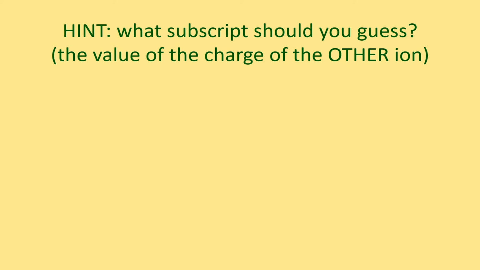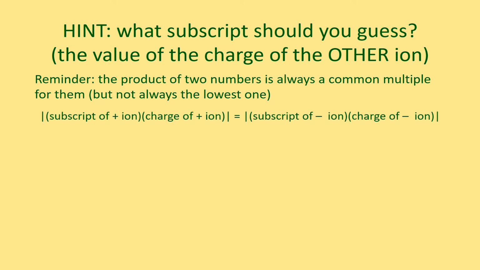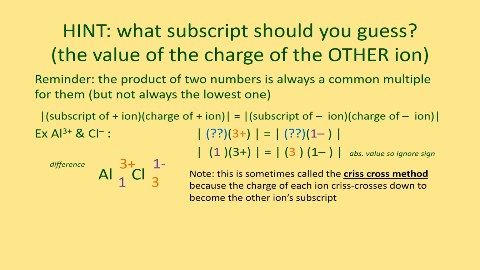The question becomes, what subscripts should you guess? And the answer is you want to guess the value of the charge of the other ion. Remember that the product of two numbers is always a common multiple for them, but not always the lowest one. So if we use aluminum plus 3 and chlorine minus 1, for the chlorine, we're going to try a subscript of 3 because that is the charge of the aluminum ion. For the aluminum, we're going to try a subscript of 1 because that is the charge of the chloride ion. Note that 1 times plus 3 is 3, and 3 times negative 1 is minus 3, and if we ignore the sign, then we have an equal.